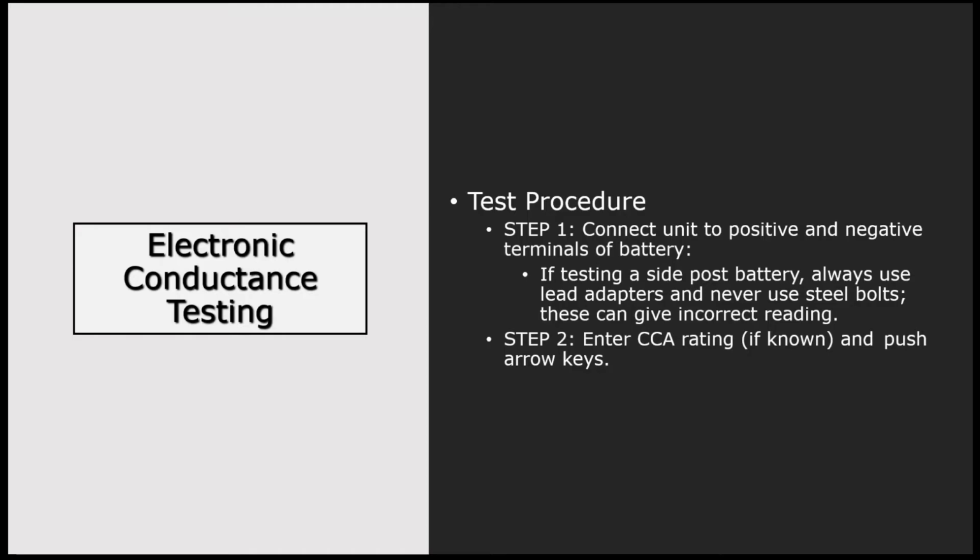Test procedure. Step 1, connect the unit to the positive and negative terminal of the battery using an electronic conductance tester. When testing a side post battery, always use lead adapters on the side post. Always disconnect the cables and hook up the lead adapters that come with the tester. Lead contact with the conductance tester is super critical, and on a side post you can't get that unless you disconnect the cable and put in the lead adapters. So make sure that you do that.